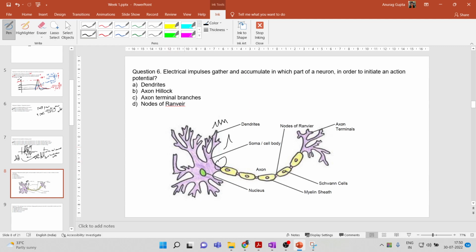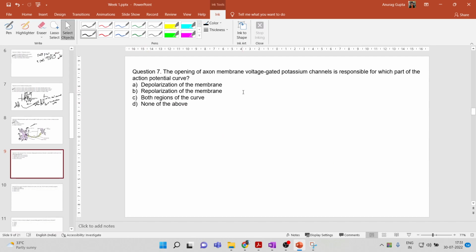This is called temporal summation. Or what can happen is that different areas of the dendrite can get a stimulus at the same time, and the positive ions get accumulated here, so they build upon each other like this. Then another one adds up, until threshold is reached and an action potential is generated. So this is called spatial summation. So yes, axon hillock, B, is the right answer. Okay, let's move on to the next.